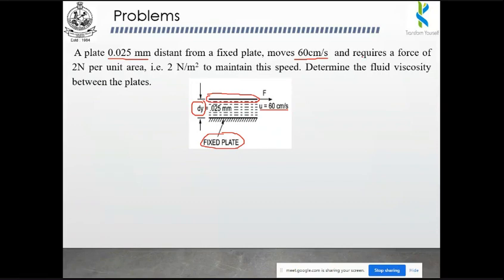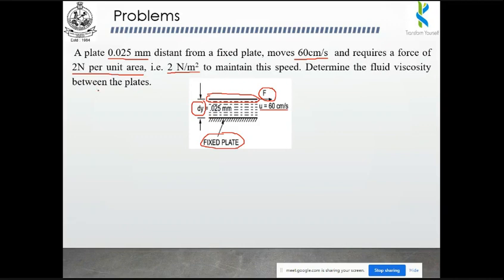It requires a force of 2 Newton per unit area. For this movement, we have to supply a force. The force value is 2 Newton per unit area, which is equal to 2 Newton per meter square. Please don't consider this force as just Newton. You have to mark the force in this unit, 2 Newton per meter square, to maintain the speed, to find the fluid viscosity between the plates.